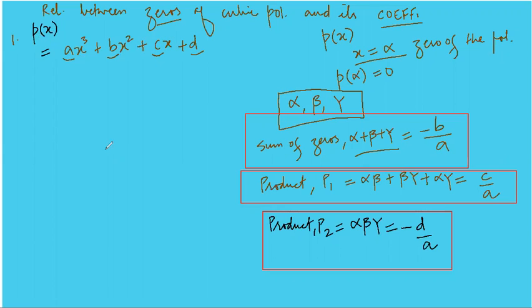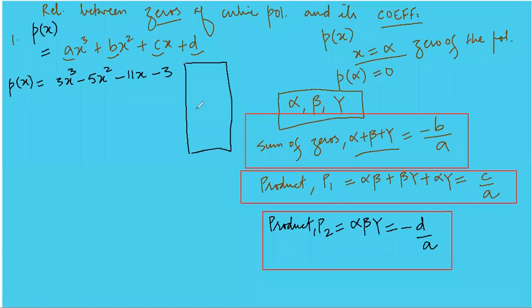Right. So let me take a polynomial now. We'll verify. The polynomial p of x is equal to 3x cube minus 5x square minus 11x minus 3. I've taken this polynomial and let's say I know its three zeros. Well, even if I don't know, I can find them by the hit and trial method.